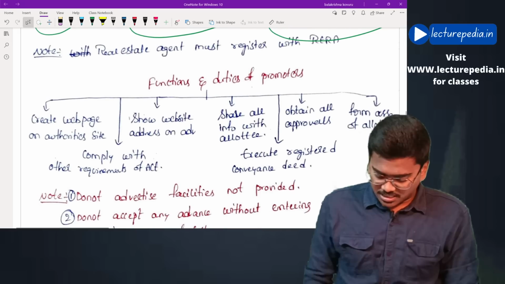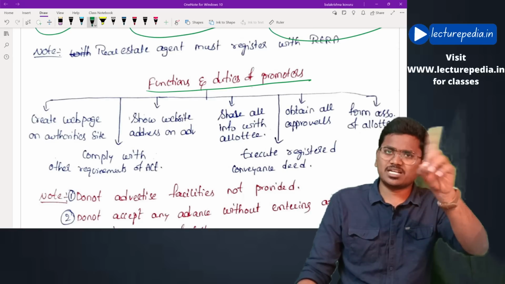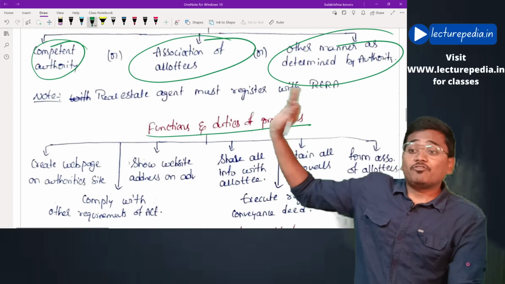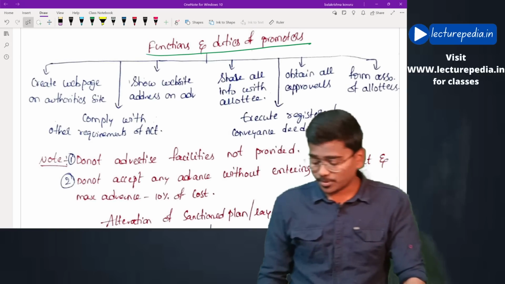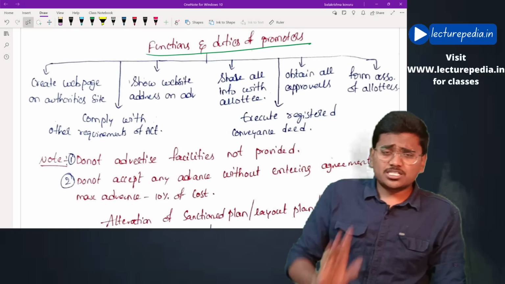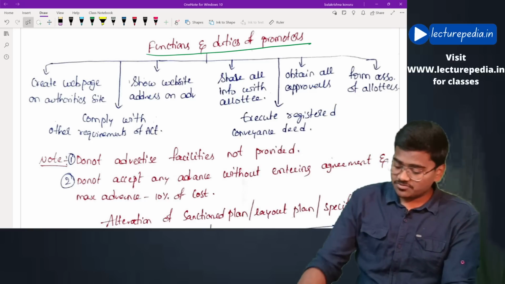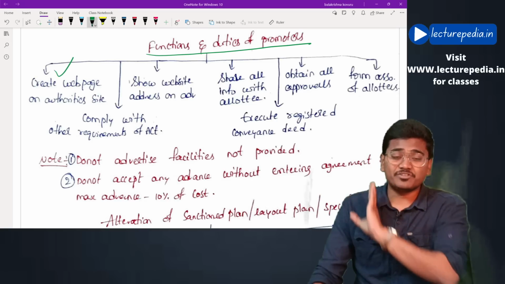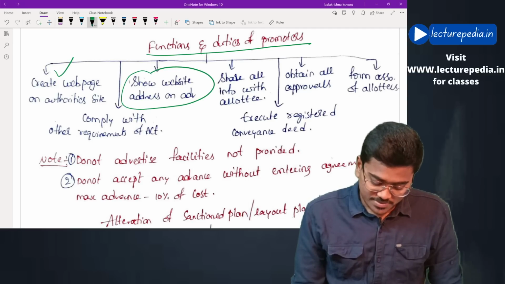Next, functions and duties of promoters. There are some duties of the real estate agent that you can go through. I am not discussing them here. There are certain functions and duties of promoters. What are they? First of all, the first function of the promoter will be to create his web page on the authority's website. Once the registration is granted, he needs to create the web page providing all the information about the project that he is constructing.